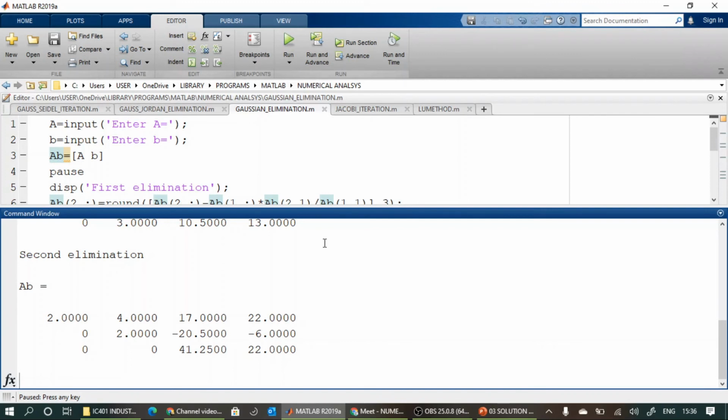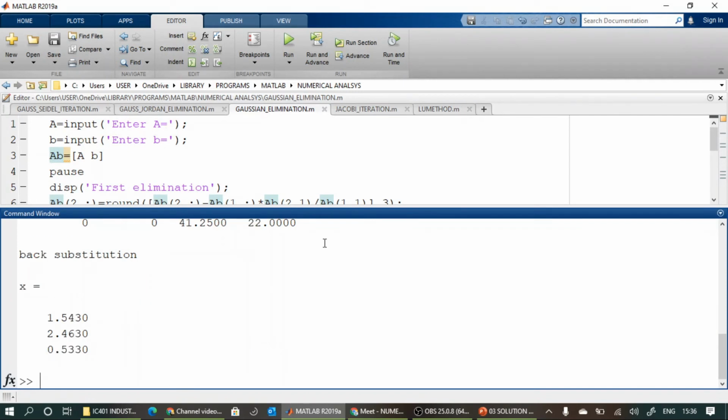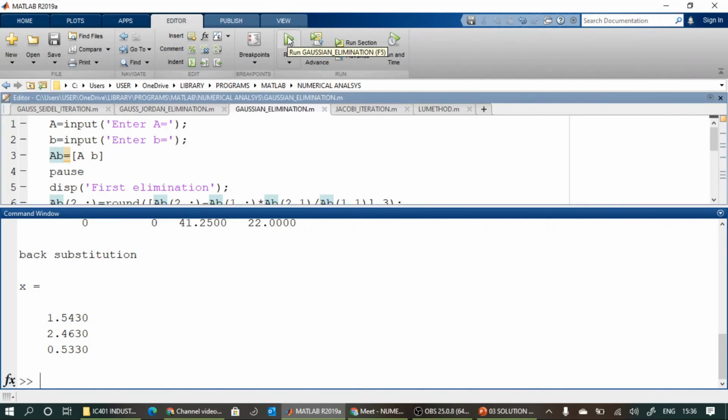So now we are going to start the back substitution. After back substitution, the values of x, y, z are x is equal to 1.5430, 2.4630, 0.5330. Okay, so this is what we discussed using slides. If you are selecting a different R, I am going to solve the first assignment question with two different capital R values.